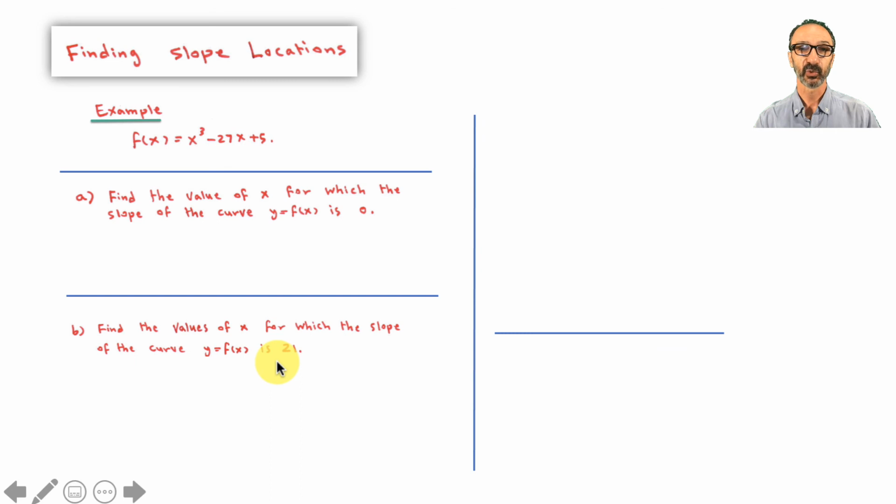Then find the values of x for which the slope of the curve y equals f of x is 21. That's kind of high. So the curve goes up, down, back up. When it's too steep, a slope of 21 is going to be here and somewhere else.